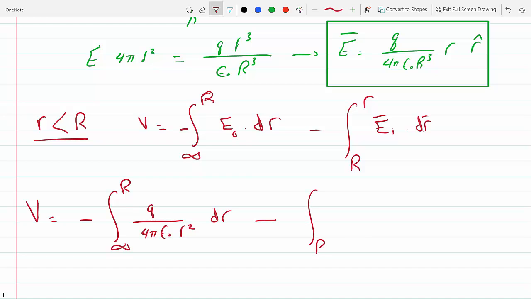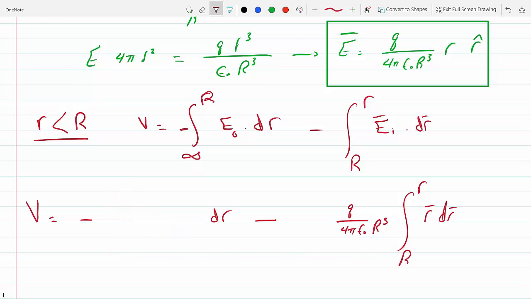Minus r to r. E inside turned out to be Q over 4 pi epsilon R cubed. This is all a constant. I can take the integral here, r dr from r to r, and here this is Q over 4 pi epsilon, all a constant. So Q over 4 pi epsilon. Making sense, Ben? Yeah.